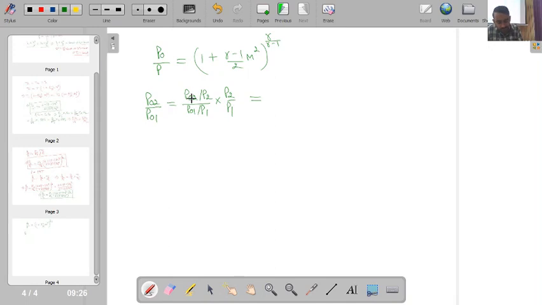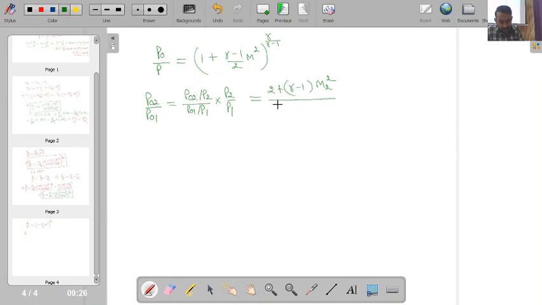So if I do so, P naught by P2 will become 2 plus gamma minus 1 into M2 square. Is this point clear?